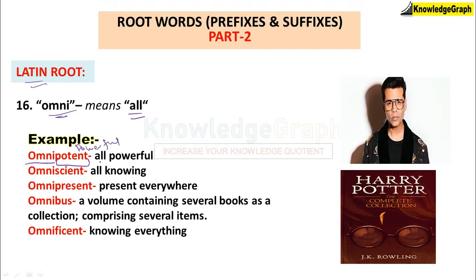So omnipotent is someone who is all powerful. Omniscient, all knowing. Omnipresent, someone who is present everywhere. Omni is all, present everywhere. You might be wondering, why do I have this person's photo here?